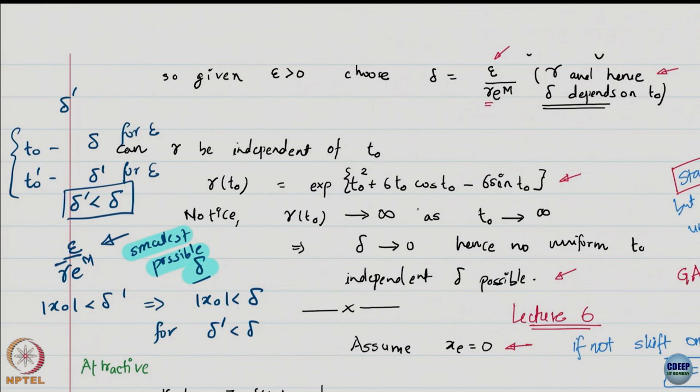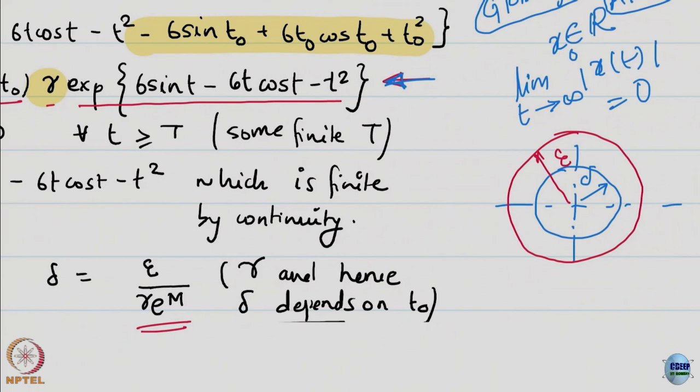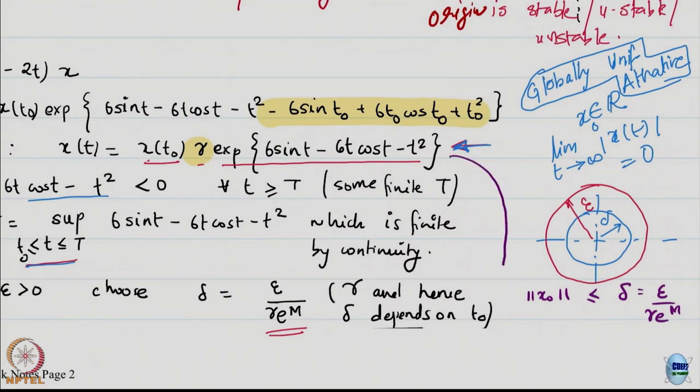My equilibrium is 0 in this case. So if my norm x0 is less than or equal to delta, which is equal to epsilon over gamma e to the power m, then by this expression of the solution, I know that norm xt is less than or equal to norm x0 times gamma e to the power m. Everybody understands this, right?